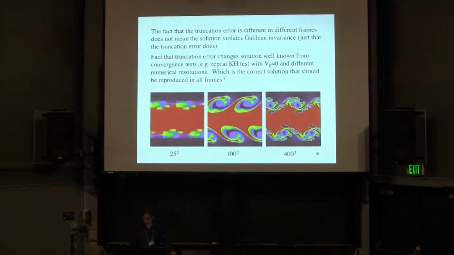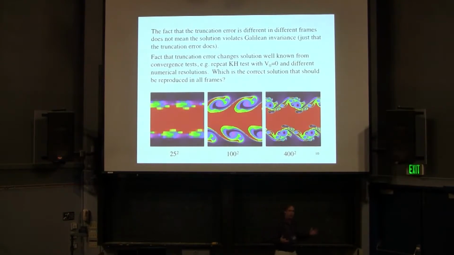So to go back to the KH test, that's still a very dramatic picture and seems awfully convincing. Is that really just truncation error? Let me convince you finally that I think it absolutely is just truncation error. What I'm really saying is that it's the truncation error that does not satisfy Galilean invariance, not the solution itself. The solution is Galilean invariant. And the fact that the truncation error changes the solution is something you're actually quite familiar with. You're totally okay with that concept because you're all familiar with doing convergence tests.